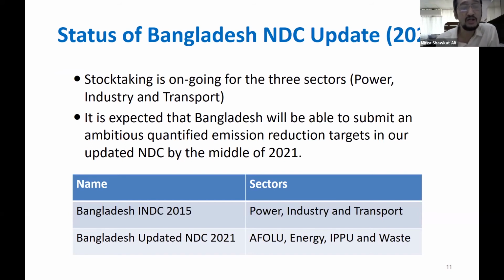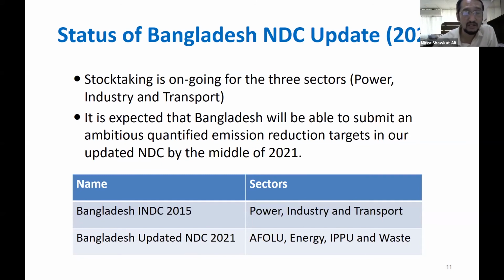Next slide, please. So this was our interim NDC that was purely descriptive, and I have already mentioned that. So now the status of the Bangladesh NDC update, what we are doing at the moment. We are doing stock taking in the 3 sectors as I have mentioned: power, industry, transport sector. How much we have achieved, and what further potential there is to achieve further mitigation opportunities. And as I have mentioned, we are going to submit this by the middle of 2021.